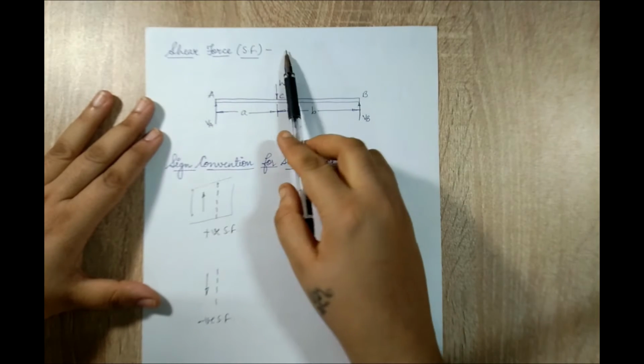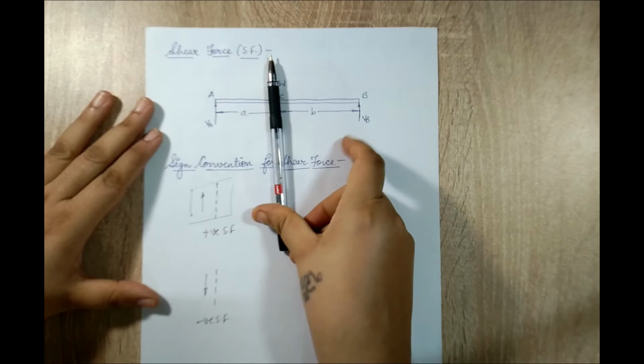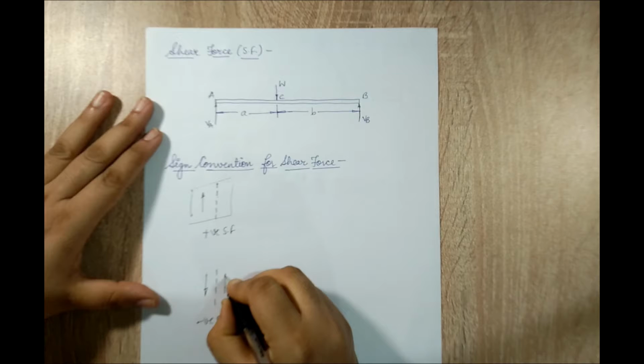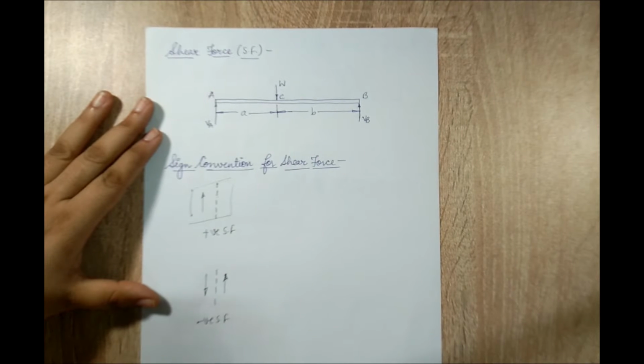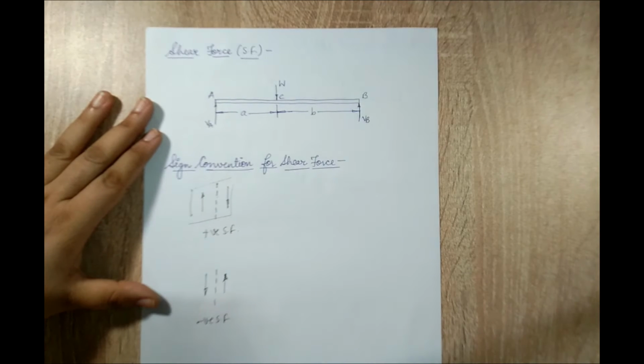Now, suppose I am standing at a section and I look to the right and I see a force going upward, then I would say that it is a negative shear force, which means if I look to the right and see a force going downwards, I will call it a positive shear force.